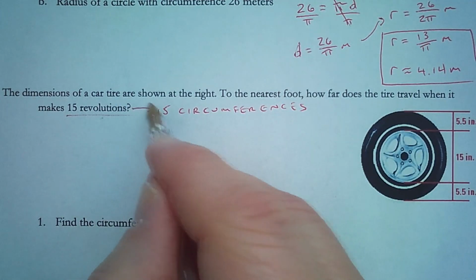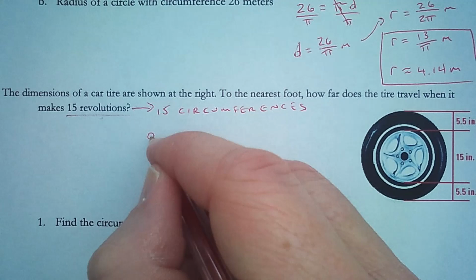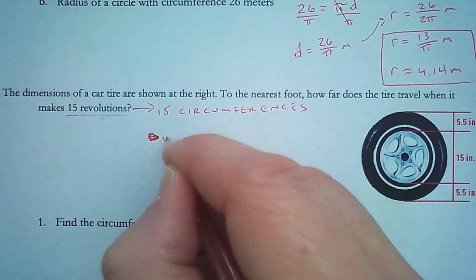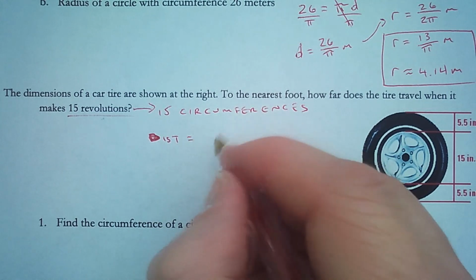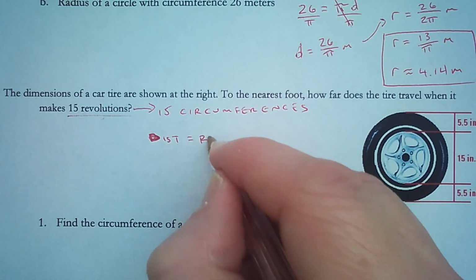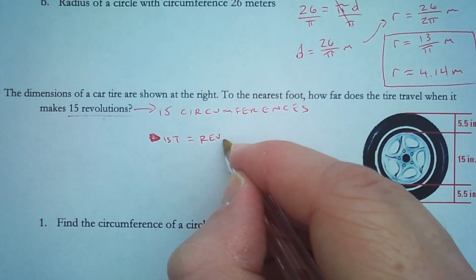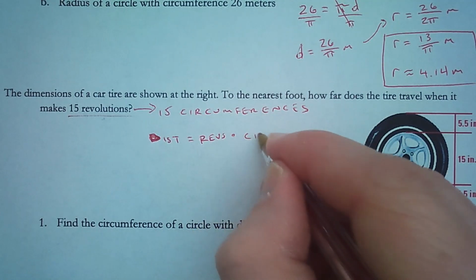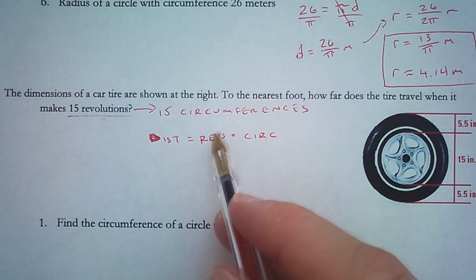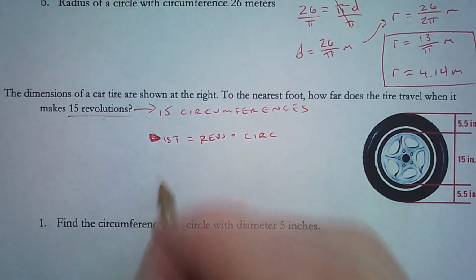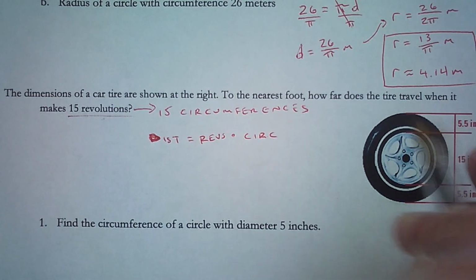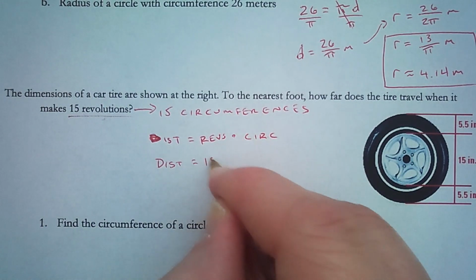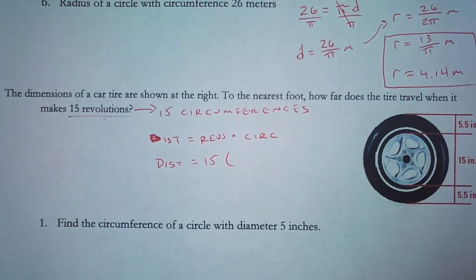Okay, so the distance that I'm going to travel will equal the number of revolutions times the circumference. So the number of circumferences times the circumference. So how far will it travel with 15 revolutions? So the distance will be 15 times the circumference.